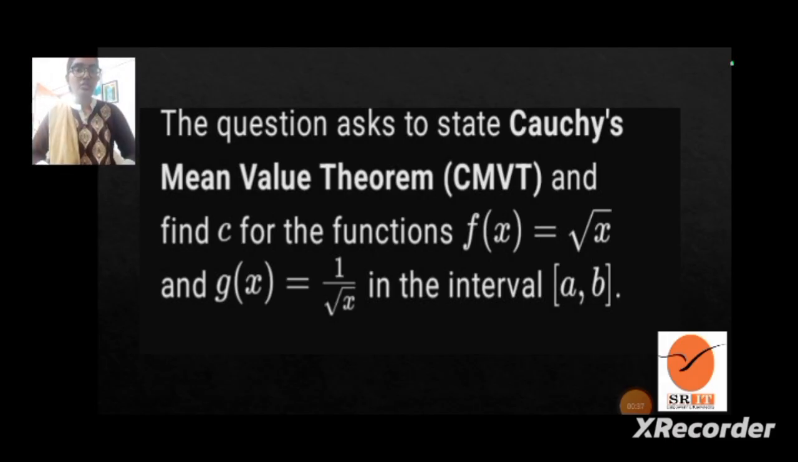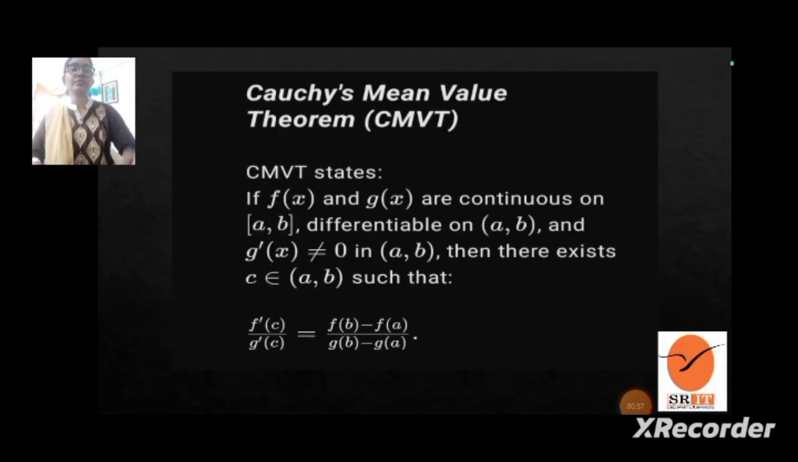The question asks to state Cauchy's mean value theorem, which is short formed as CMVT, and find c for the function f of x equals root x and g of x equals 1 upon root x in the closed interval [a, b].